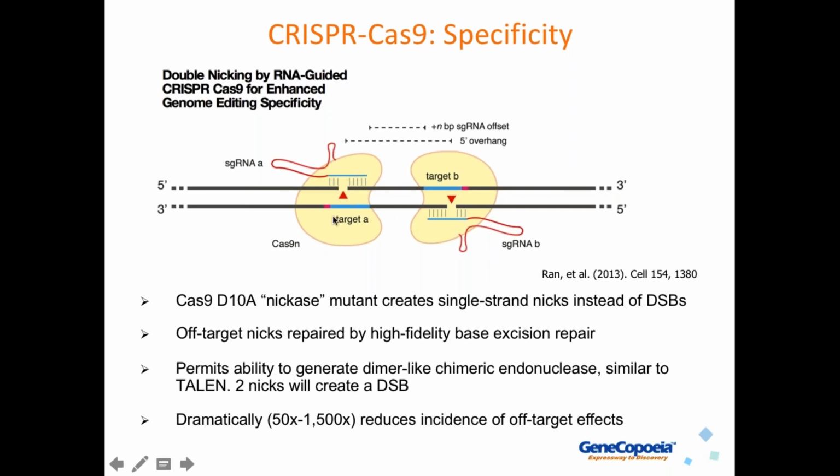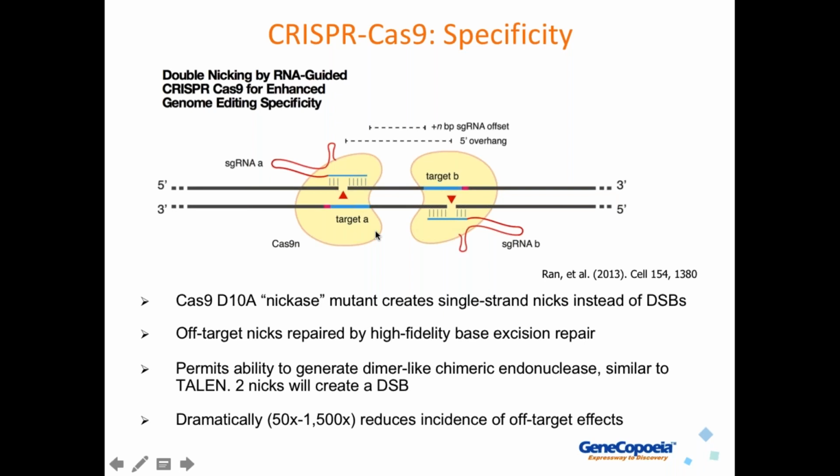site. And what they found was that while this double nickase strategy works very well, it can give you efficiencies of indel formation that can be as high as wild-type Cas9, but off-targeting is dramatically reduced, anywhere from 50 to 1,500-fold, at least in this initial paper.